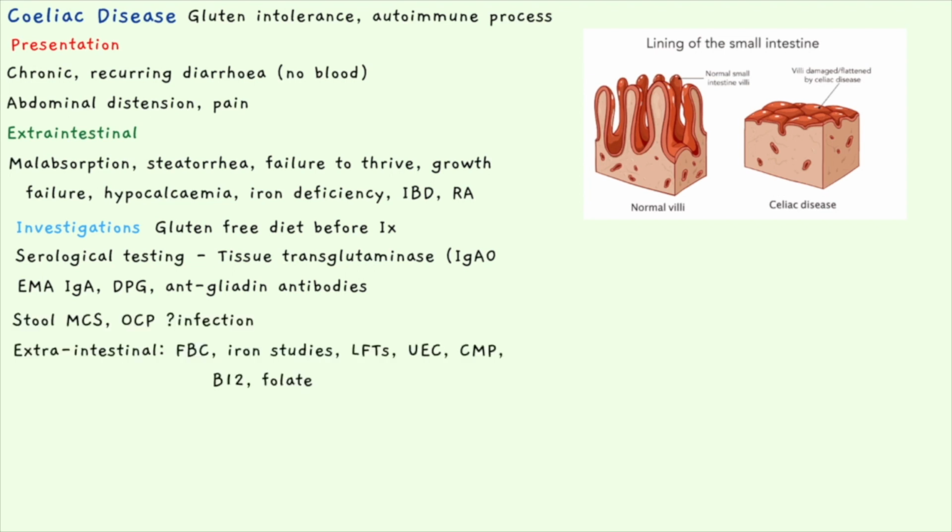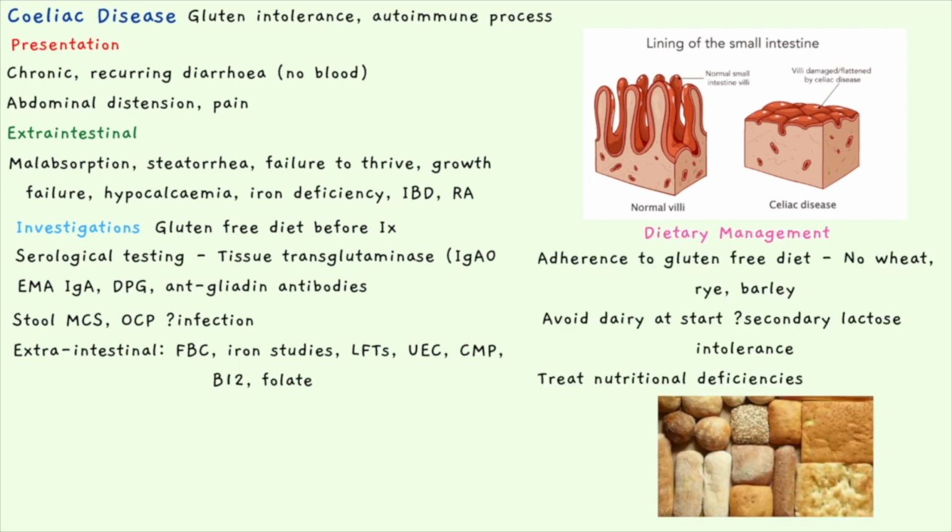You also want to rule out differentials, so do a stool MCS, ova cysts and parasites, as well as look for extraintestinal complications or symptoms. So full blood count and iron studies looking for any iron deficiency, LFTs, UEC, CMP, looking for hypocalcemia, as well as B12 and folate, as they can also be malabsorbed, leading to B12 and folate deficiencies. But this is more likely if it's been going on for 3+ years, as B12 and folate can be stored, so may not result in a peripheral neuropathy.